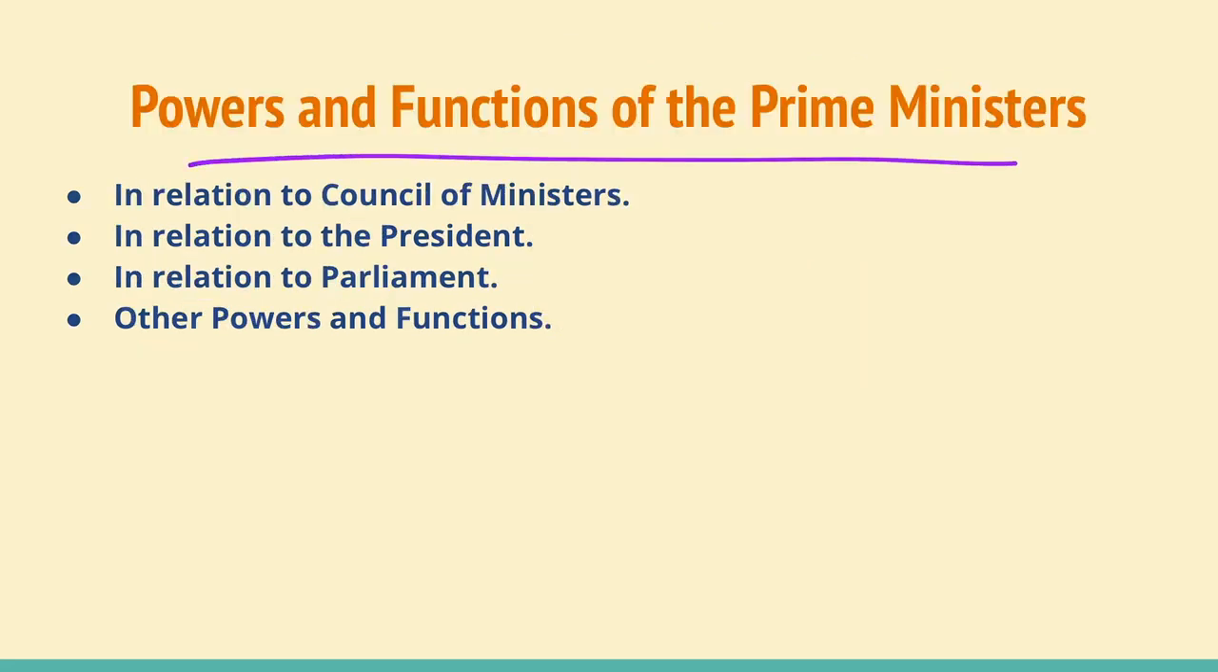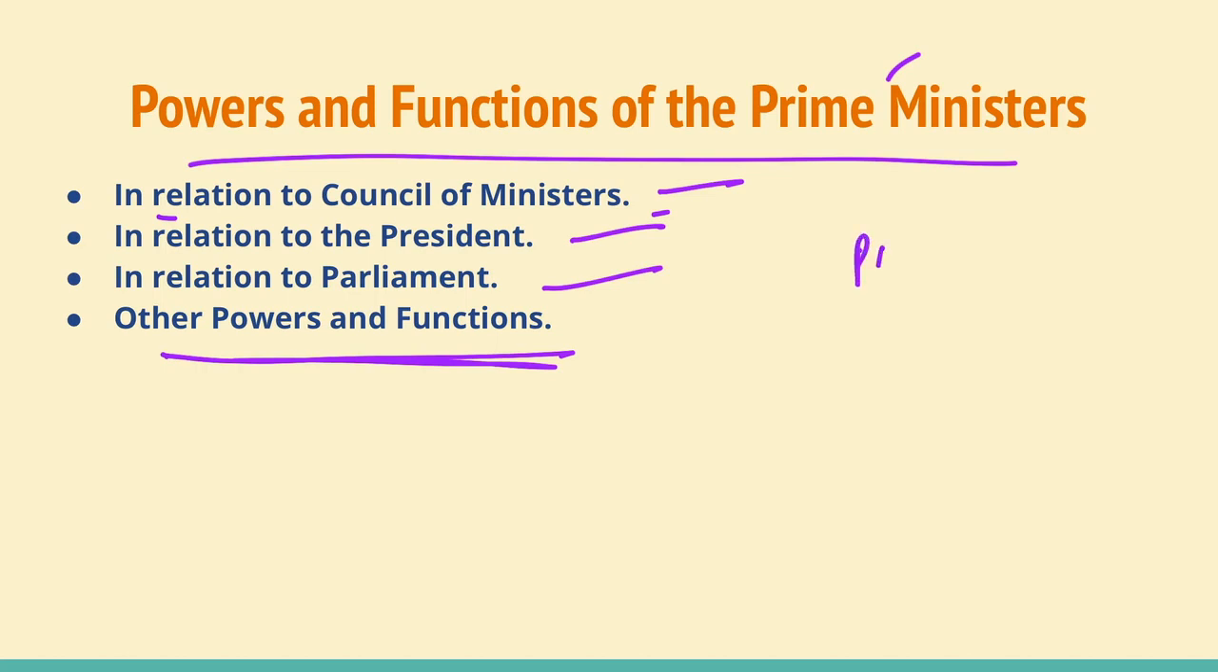Powers and functions of the Prime Minister. The Prime Minister has powers and functions in relation to the Council of Ministers, in relation to the President, in relation to Parliament, and there are also other powers and functions of a Prime Minister. Let's discuss the powers and functions of a Prime Minister in relation to the Council of Ministers.